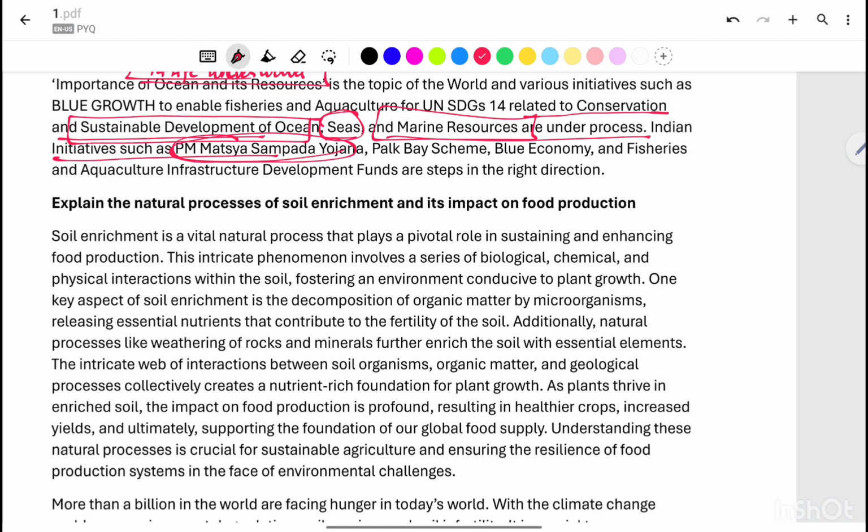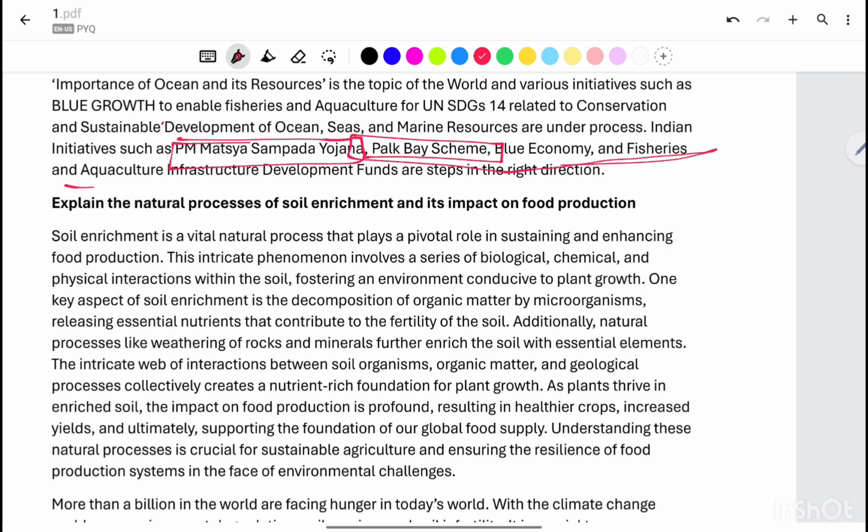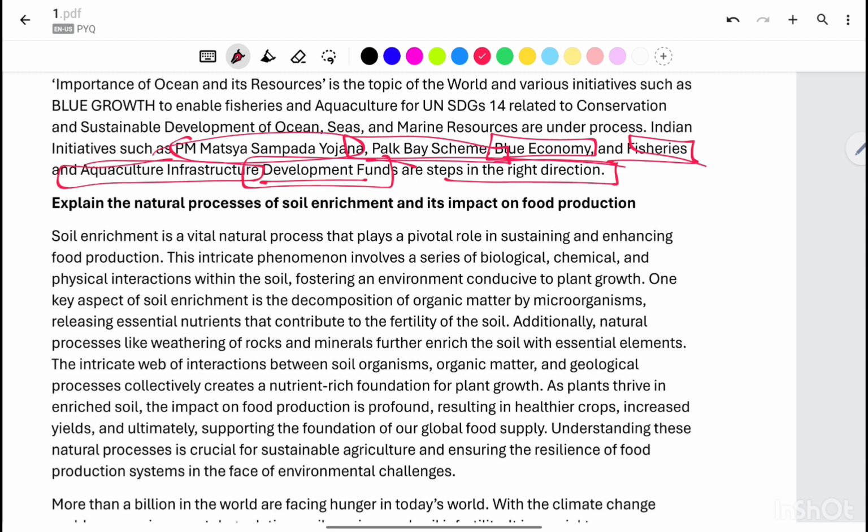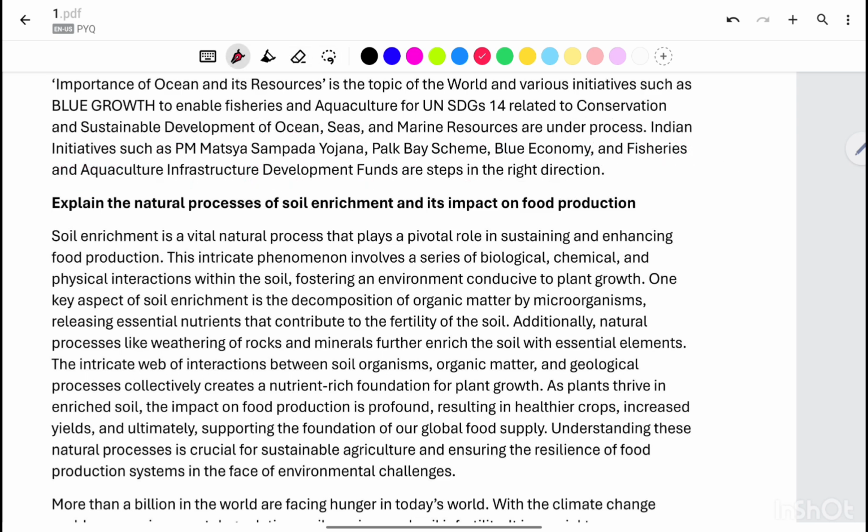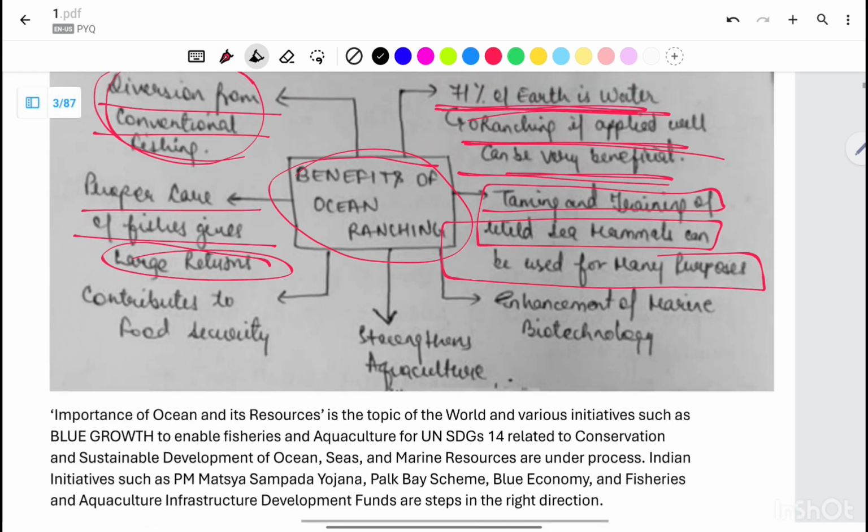India's initiative is PM Matsya Sampada Yojana. So, what are India's initiatives? We have PM Matsya Sampada Yojana, Palk Bay Scheme, Blue Economy, and Fisheries and Aquaculture Infrastructure Development Funds, which are steps in the right direction. We are going for a revision.